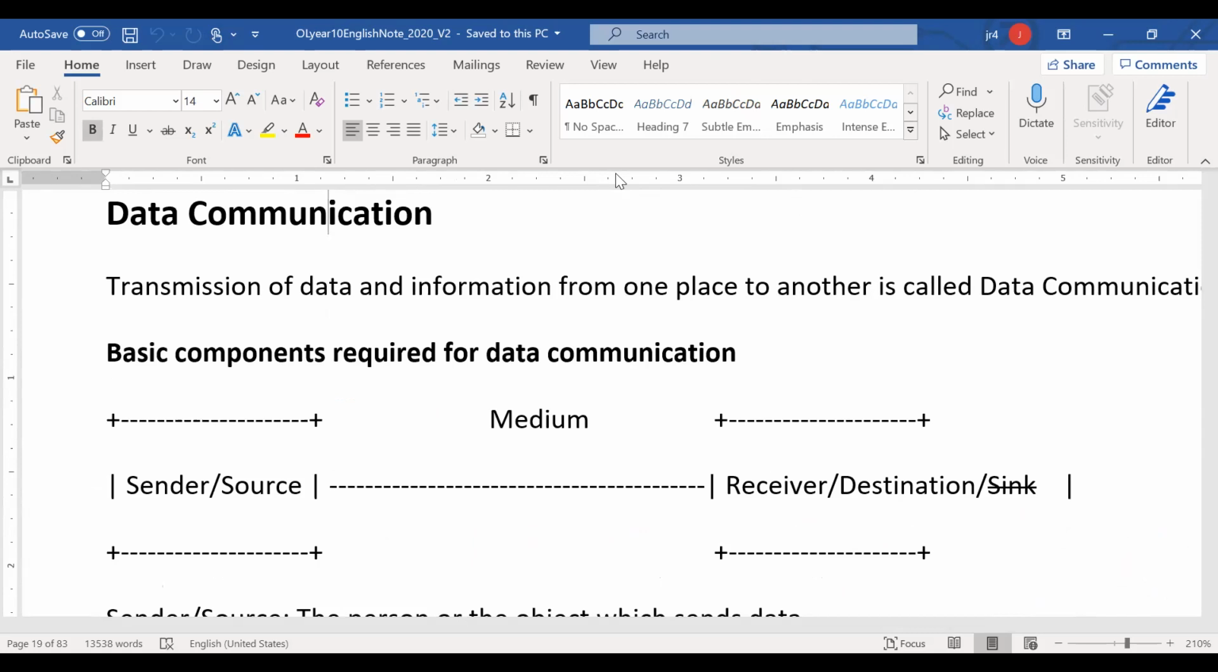We'll have a small break, 5 minutes, and then we'll continue with the data communication part.